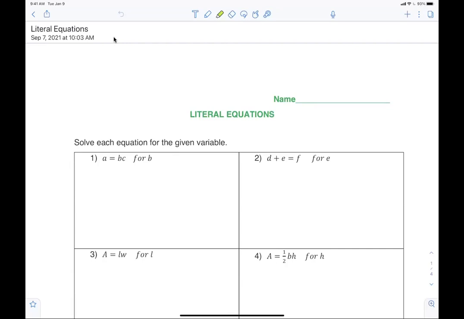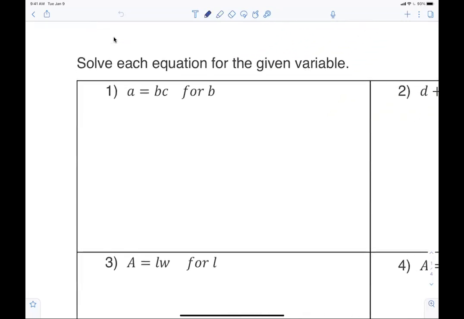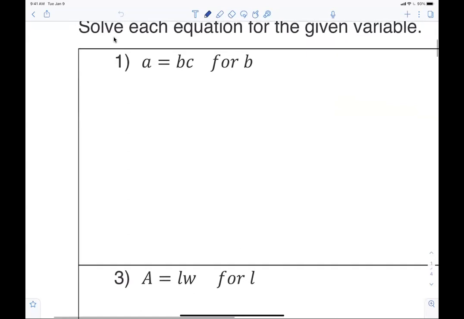Now, this is completely new, so nobody knows. Everybody's in the same boat. The reason why this seems harder is because we're solving for B. So what I need you to do is underline B. That's what you're solving for. When you're solving for a variable, that just means get the variable by itself.